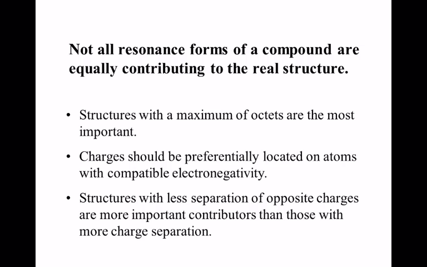Well, here are things to look for. You want to give everybody a complete octet, that's the first one. If you are going to have something that is partially negative, you want it to be on an electronegative atom. And you prefer not to have charge separations at all, though.